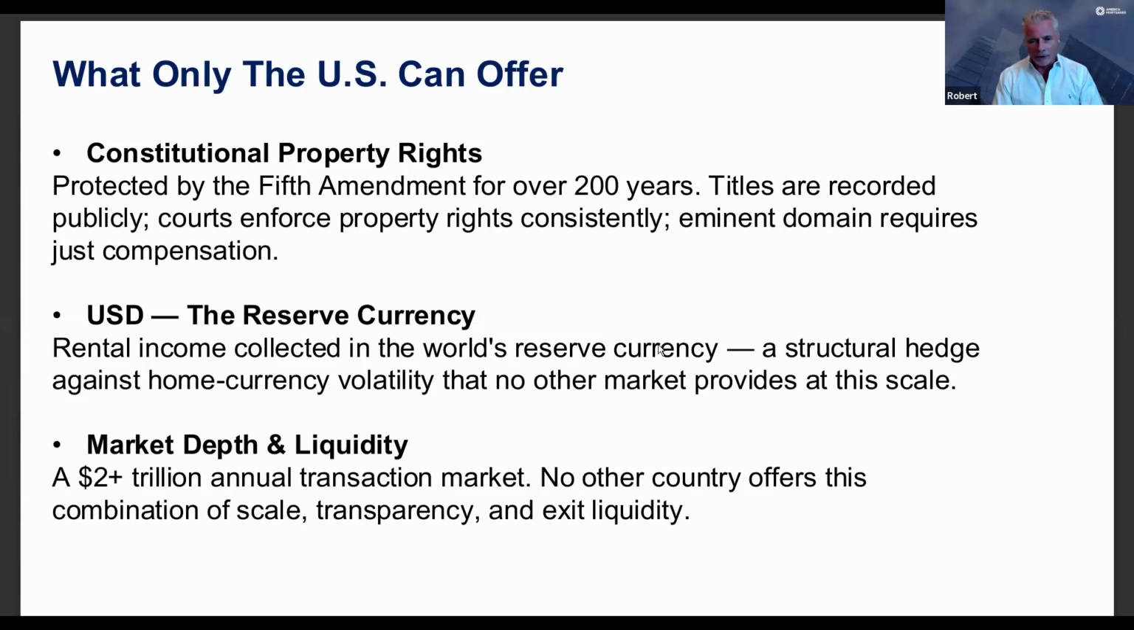Market depth and liquidity. Again, the largest real estate market in the world, most transparent, and something that even during the financial crisis, and I've gone through this myself, when we saw the properties dip, they're going to return. And right now we have such a shortage in inventory. I believe it's something like 3 to 5 million shortage of homes. This is a huge opportunity to be able to take advantage of that.